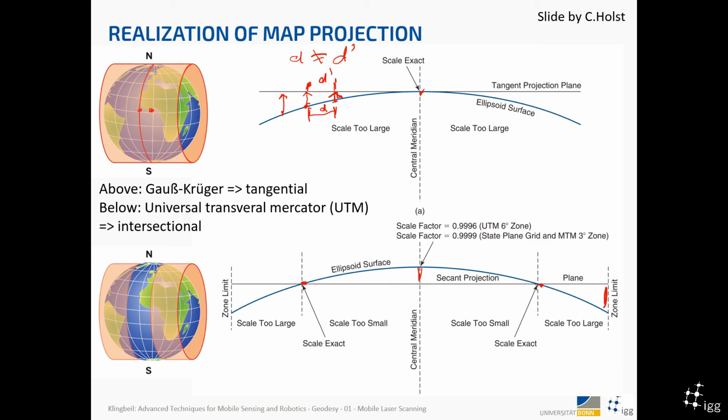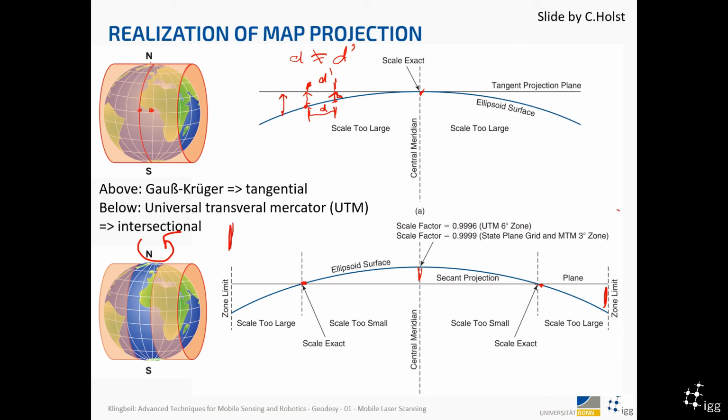So the thing is that this is done with stripes. You have a stripe here, and then you rotate the cylinder a little bit and have another stripe and another stripe and another stripe, as we will see later. Okay, so we have a scale factor in the area of the central meridian, which is 0.9996. And we have, if we use UTM zones, which are 6 degrees wide.